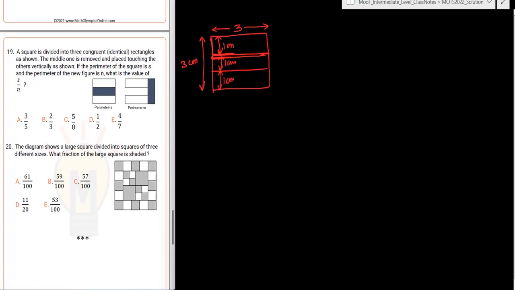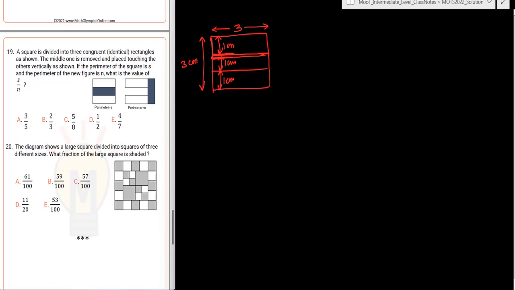Again, it's a mensuration problem. Now we have a square which is divided into three equal rectangles. That means we can take, without any loss of generality, this side as 3 centimeters. That means this also is 3 centimeters. Why did I choose the number 3? Because it is divided into 3 parts here. The drawing is not very good, but this is 1 centimeter, this is 1 centimeter, and this is 1 centimeter.